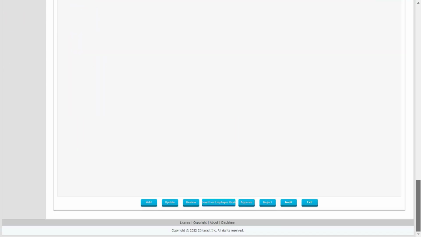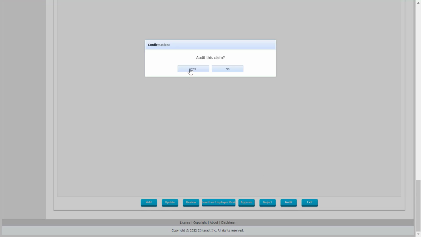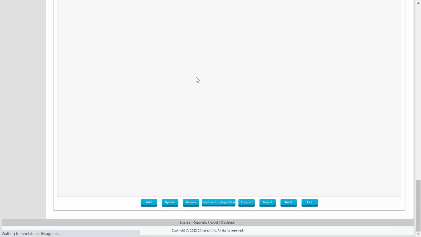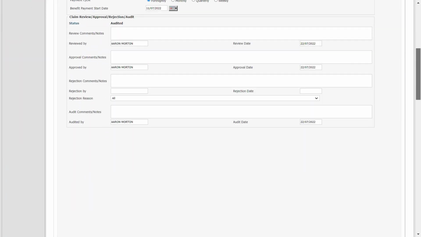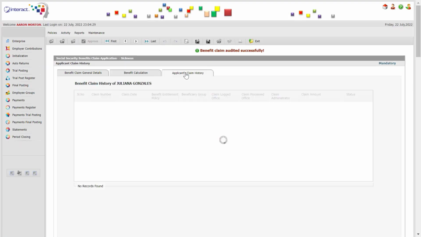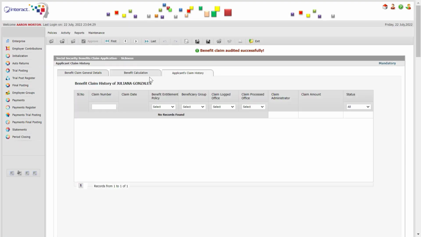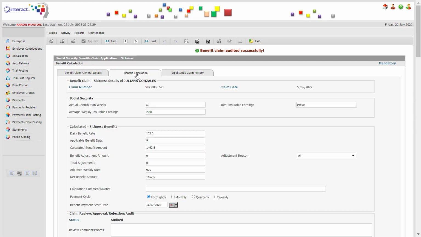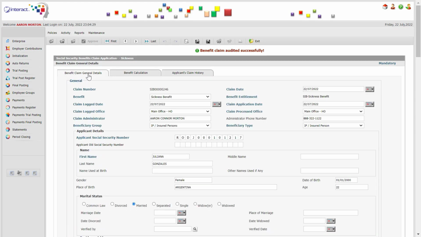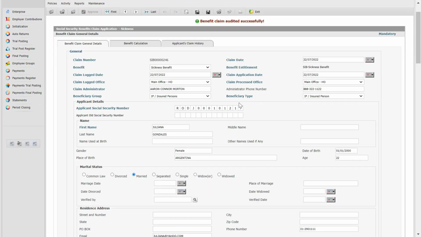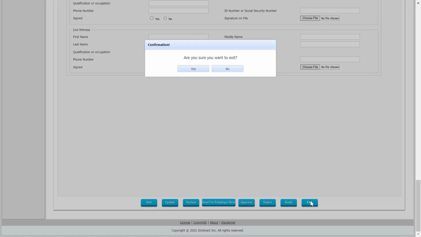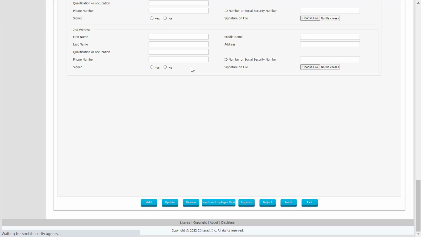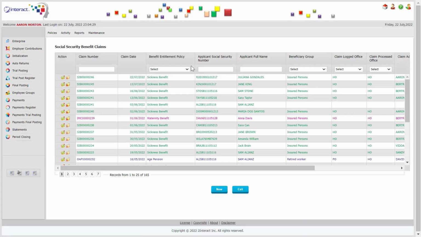Then the next user may be an internal auditor who needs to audit this claim and its calculation. The auditor can review the different elements used in the calculation and has access to all history to be confident of the decision before telling the system that the claim has been audited. So now we have reviewed, approved, and audited the claim. This means we're ready to move on to benefit payments. So let's go and check the payment process.